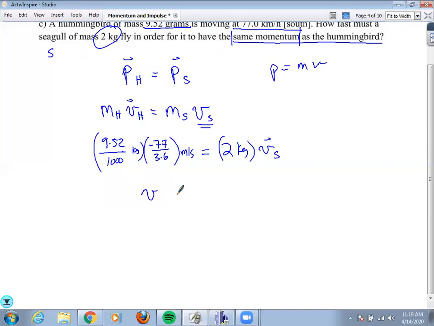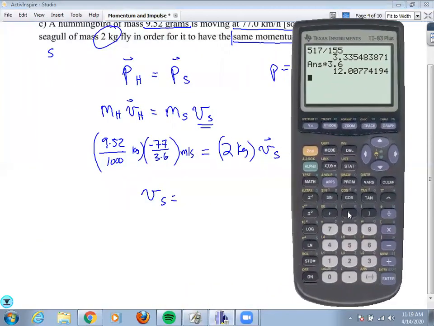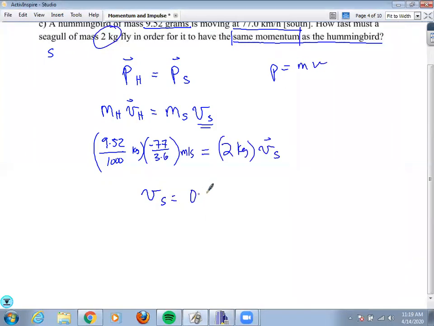Okay, so the velocity of the seagull then, we'll calculate that. We will take 9.52 divided by 1,000, multiplied by 77 divided by 3.6, and then we will divide that by 2 to isolate VS, and VS is 0.10181 meters per second south.